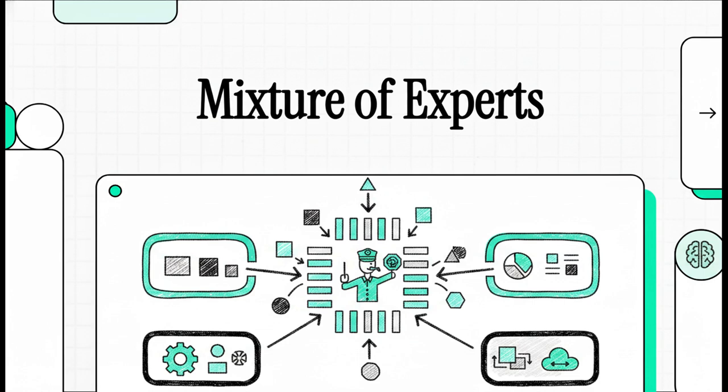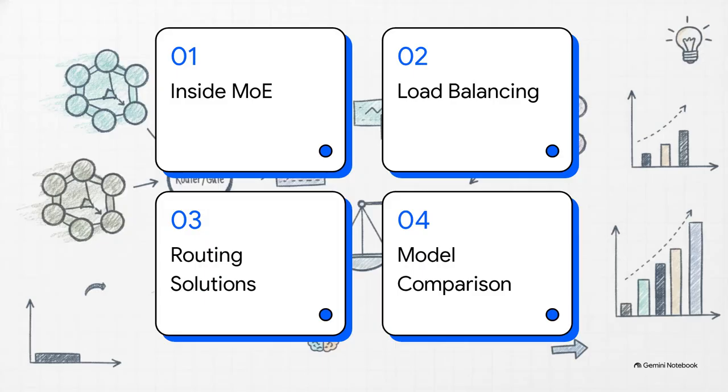Well, the secret sauce is a system called Mixture of Experts, or MOE for short. Today, we're going to explore exactly how AI acts as its own internal traffic cop, routing information intelligently to save time, save compute, and achieve just staggering scale. Here's our roadmap for today. First, we'll go inside the MOE architecture, then we'll uncover the load balancing problem, explore 3 different routing solutions, and finally, wrap up by comparing some real-world models.